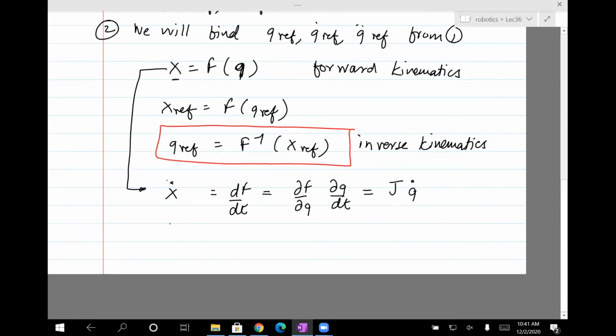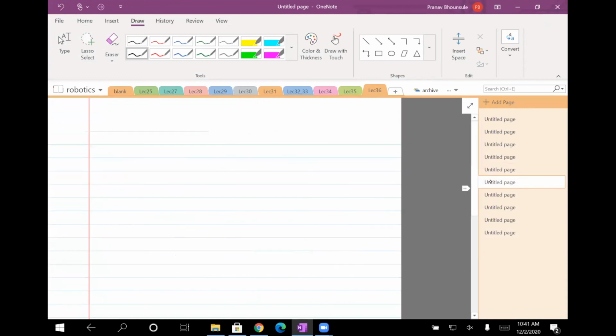So we can now write x dot ref equals J times q dot ref. And so if you want to find q dot ref from x dot ref, which is given to you, then you simply invert J. So I'll write that on the next page. So now we have q dot ref is equal to J inverse x dot ref.